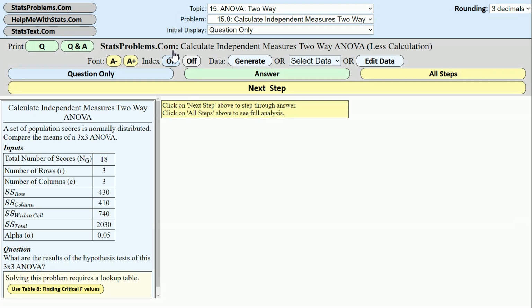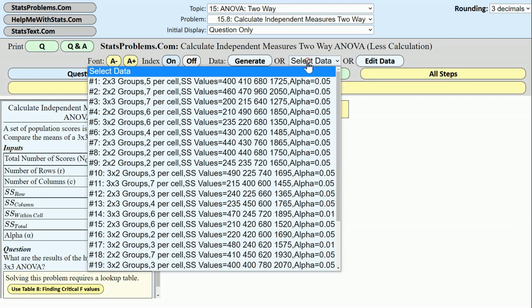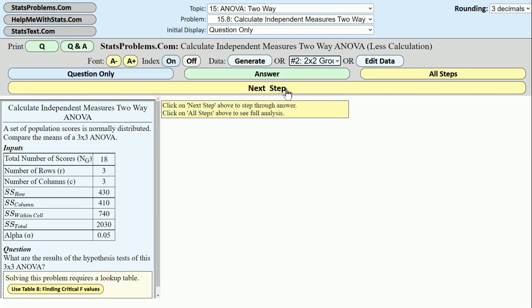Statsproblems.com was used to create this tutorial, which can help us calculate an independent measures two-way ANOVA, but with less calculation than a complete test because the sums of squares are given. Let's begin by selecting one of the 25 example problems.